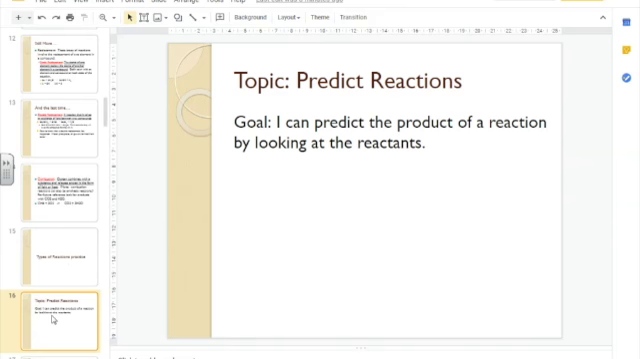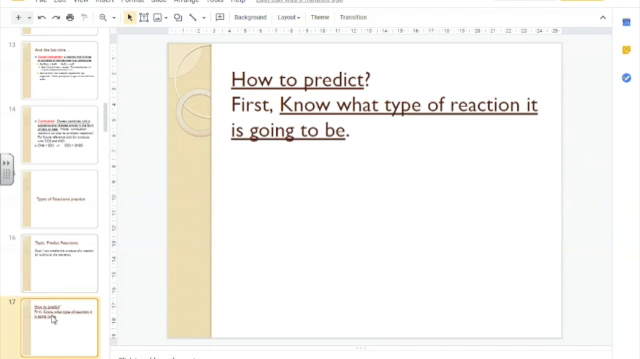Hello everyone, so today we are going to talk about predicting reactions. Your goal is: I can predict the products of a reaction by looking at the reactants. So how to predict? First, you need to know what type of reaction it is going to be. And you do that by looking at the reactants. What do they give you? What does it look like?